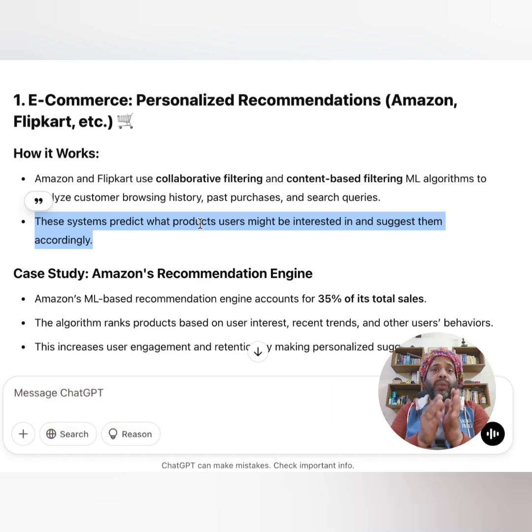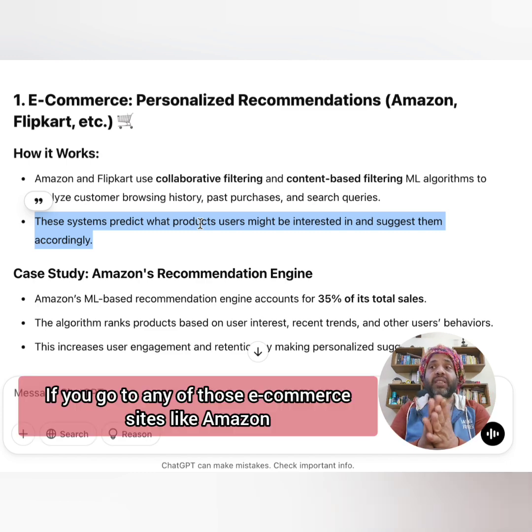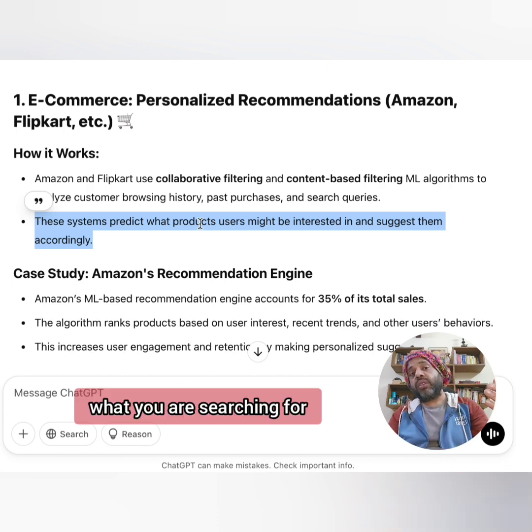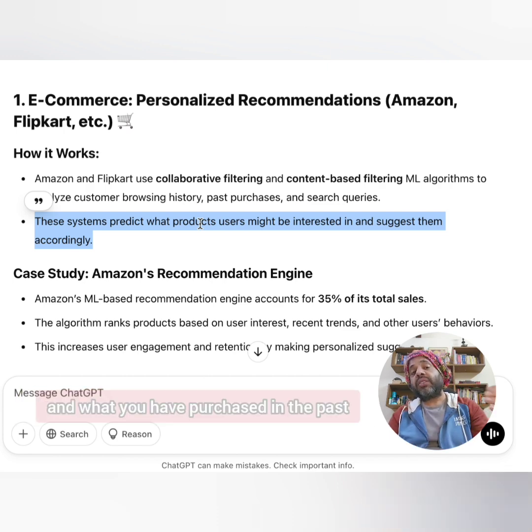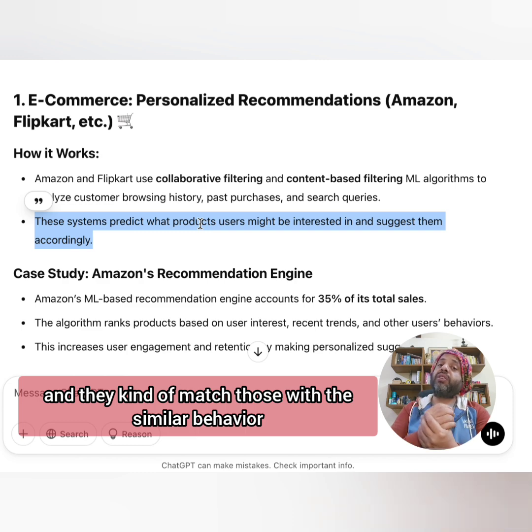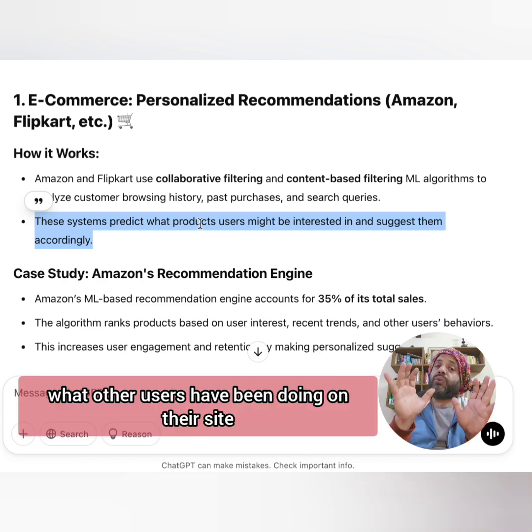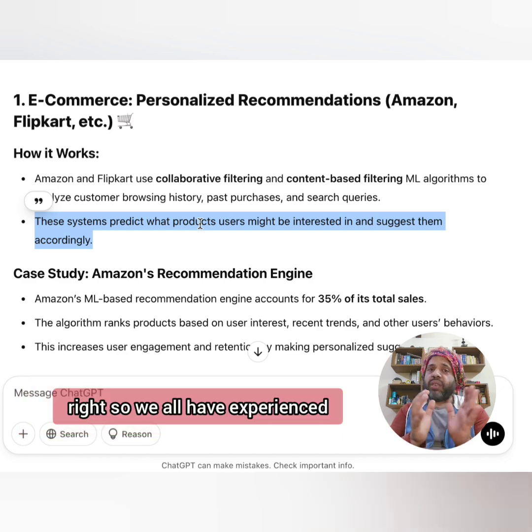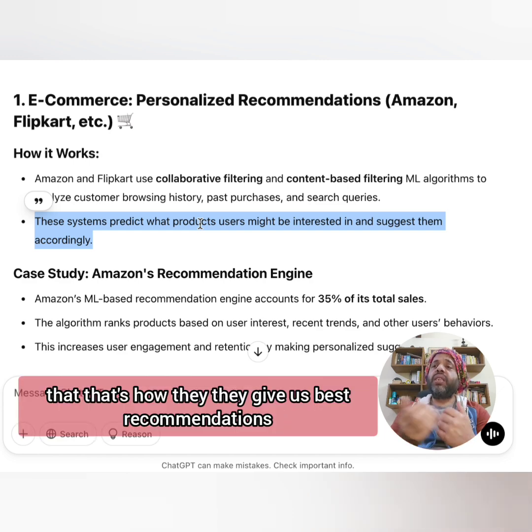It's pretty clear, right? If you go to any of those e-commerce sites like Amazon or Flipkart or eBay, they kind of know what you are searching for and what you have purchased in the past, and they match those with the similar behavior of other users on their site, and they suggest you products accordingly, right? So we all have experienced that. That's how they give us the best recommendations.